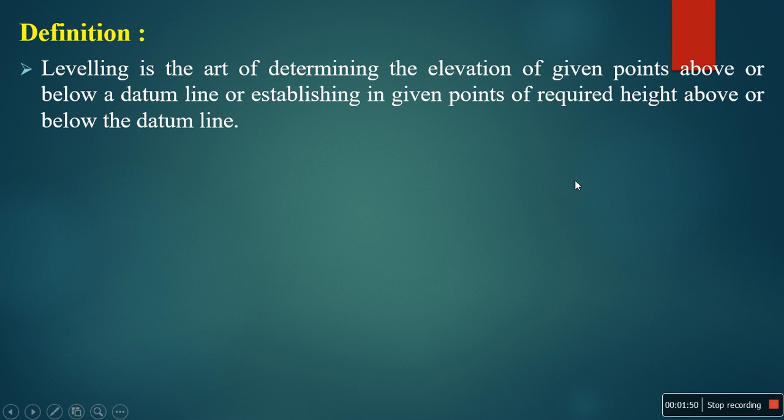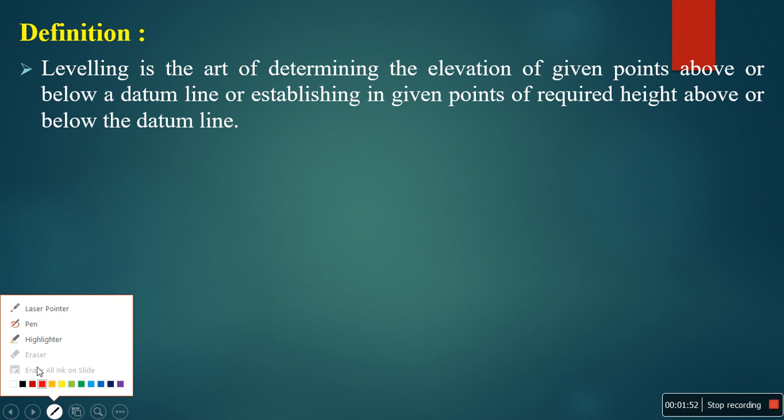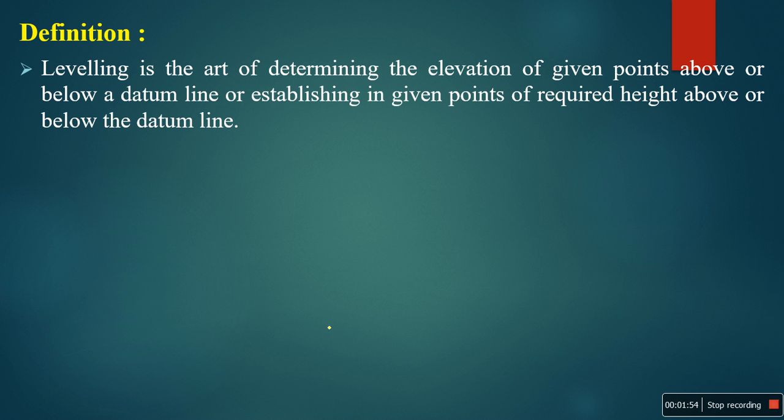So suppose there is one point. Okay, so for example this is one surface and this is one more surface. This is ground, for example. If you have to find out the difference in elevation from this point to this point, this is called an elevation. The difference of these heights we have to find out using leveling instruments. Okay, this is the first object.